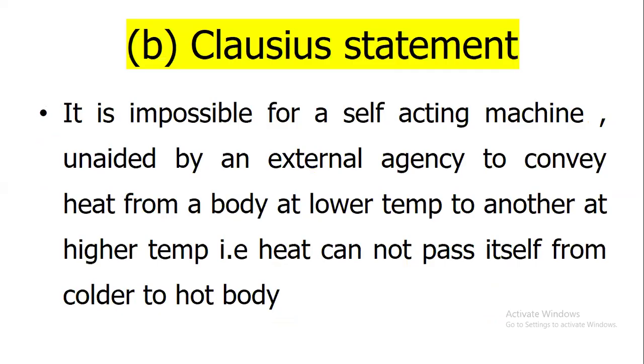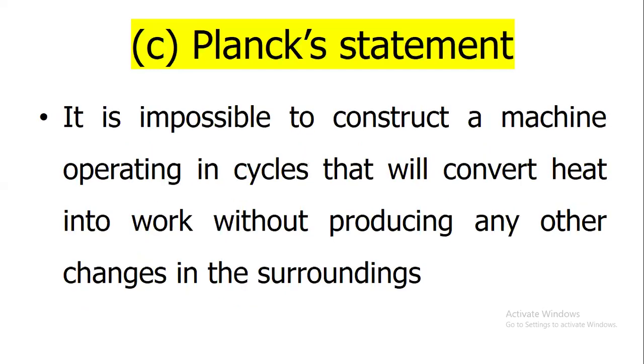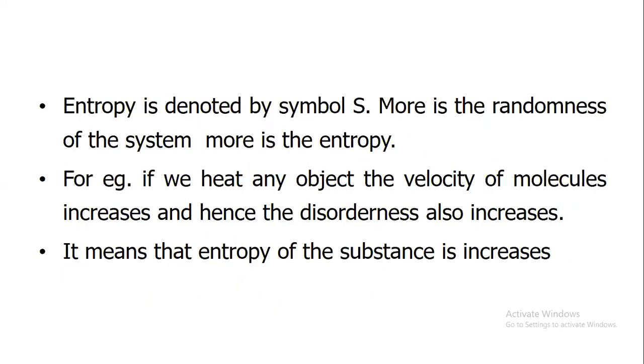Clausius's statement: it is impossible for a self-acting machine, unaided by an external agency, to convey heat from one body at a lower temperature to another at a higher temperature. That is, heat cannot pass by itself from a colder to a hotter body. Planck's statement: it is impossible to construct a machine operating in cycles that will convert heat into work without producing any other change in the surroundings.